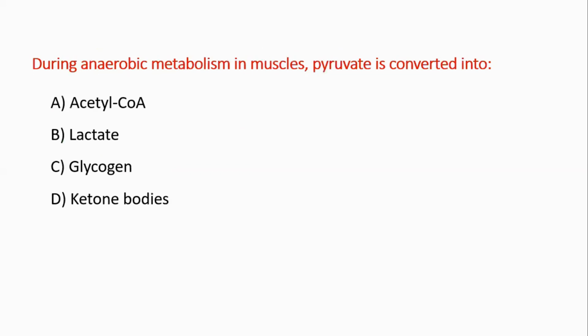Here is another question. During anaerobic metabolism in muscles, pyruvate is converted into, and the options are acetyl-CoA, lactate, glycogen, ketone bodies. Ever felt a burning sensation during intense exercise? Your muscles are trying to tell you something. When oxygen becomes limited, which compound starts accumulating?